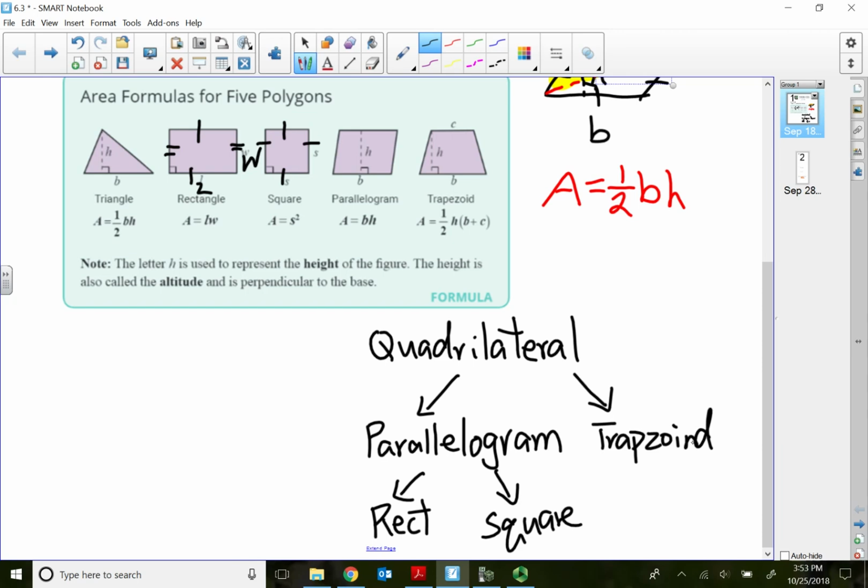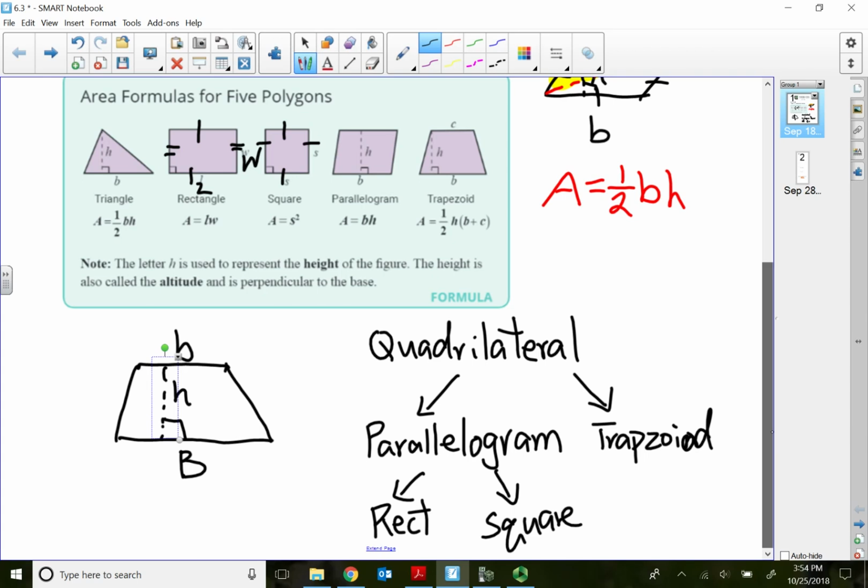Trapezoids come in different forms. The key characteristic of a trapezoid is that it has two bases that are parallel. One base is just longer than the other base. So we have a big B and a little b. I think the textbook called them B and C. I just call them the big base and the small base. As long as I have two bases that are parallel, even though they are different lengths, that's okay. The key characteristic is that they are parallel, and the height is always going to be perpendicular to the bases.